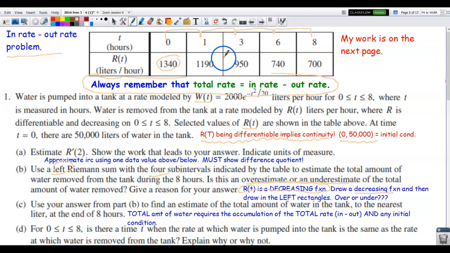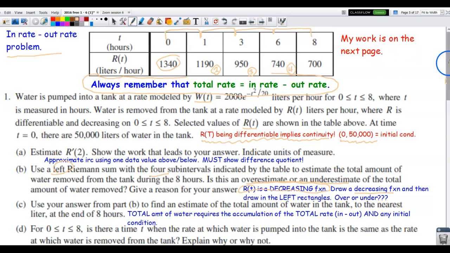From 1 to 3 is 2. The second left endpoint is going to be 1190. From 3 to 6 is 3, multiplied by the next left endpoint, which is 950. And from 6 to 8 is 2, multiplied by the last left endpoint, which is 740.